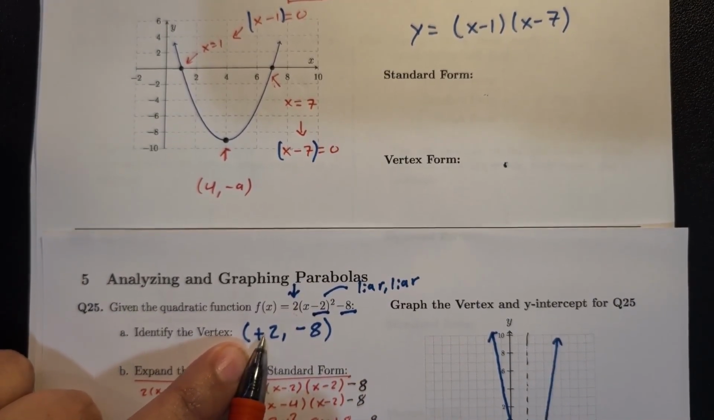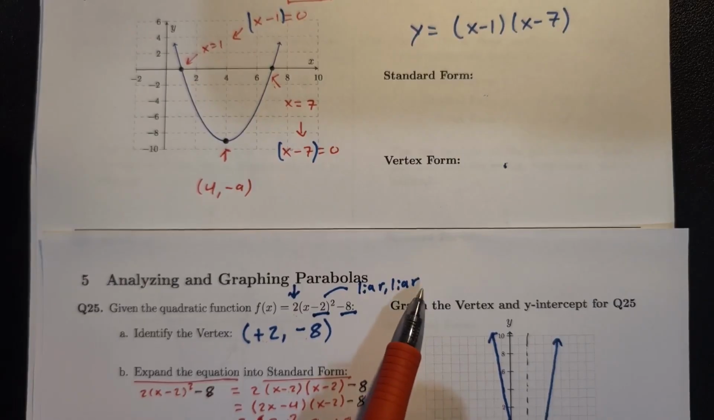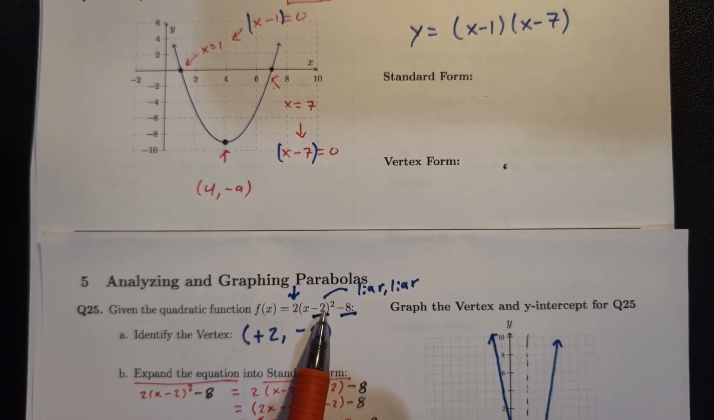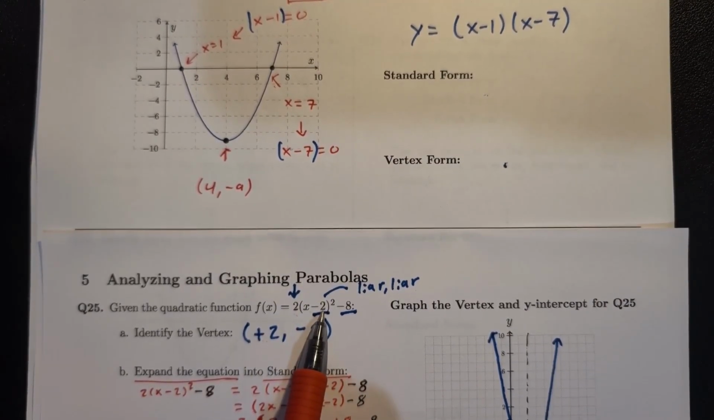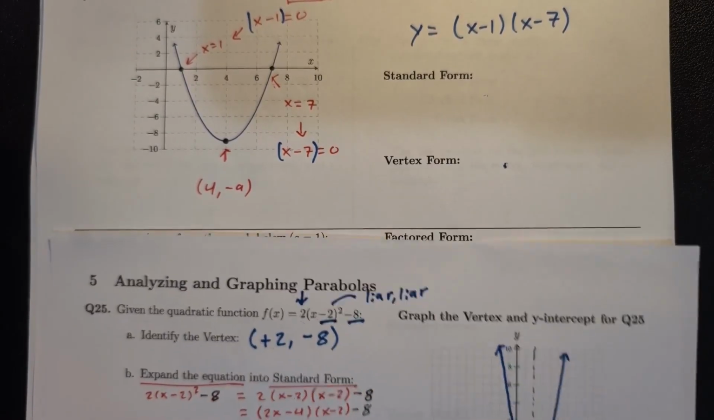If my vertex is a +2 and a -8, then when I'm writing it inside the parentheses, we need to flip it, because this should not be a +2. The inside of my parentheses makes it the opposite. So if it's a +2 for my vertex, then when I write it into my equation, we need to flip this +2 into a -2. This -8 stays the same. It's only this first number that changes.